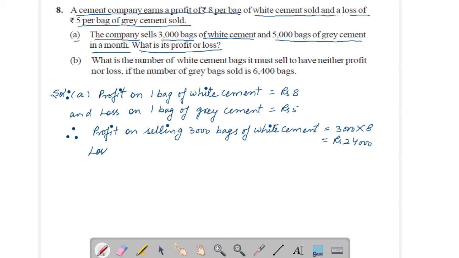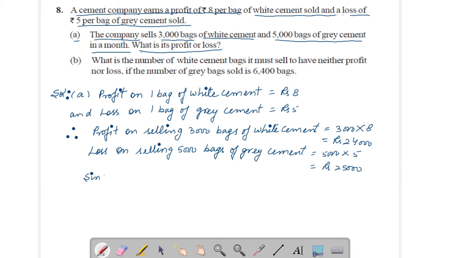Loss on selling 5,000 bags of grey cement equal to five thousand into 5, that is rupees 25,000, since profit is less than loss.